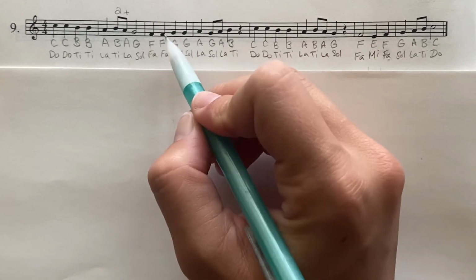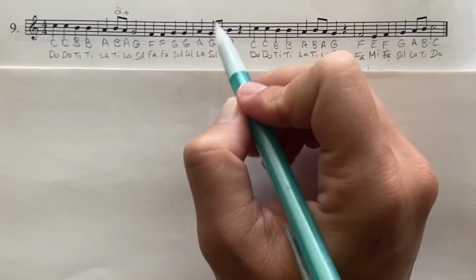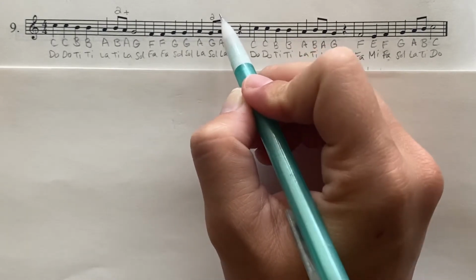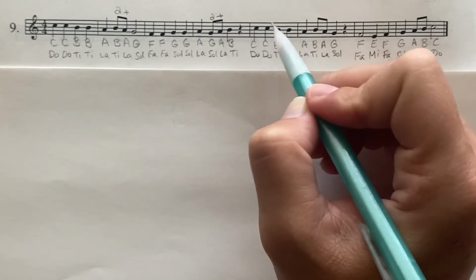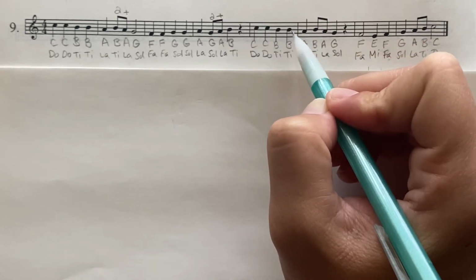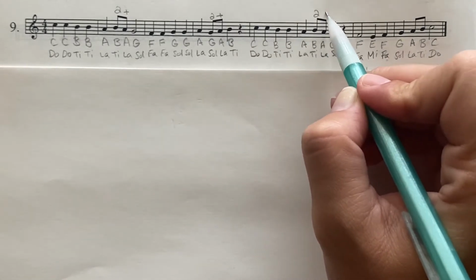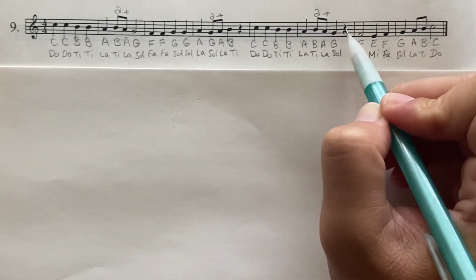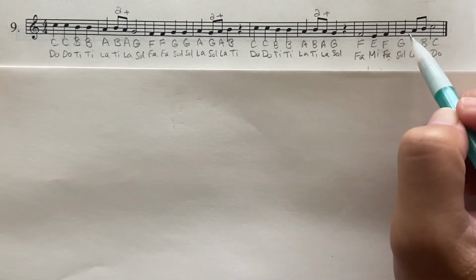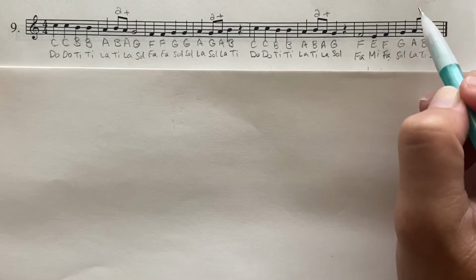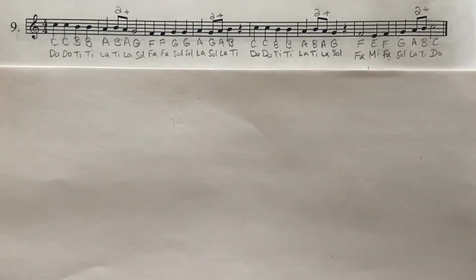All right, then we have 1, 2, 3, 4. We're solid there. We have 1 and 2 again. So 2 and, okay. And 3, and then we rest. Then 1, 2, 3, 4. We're good there. 1. Beat 2 again, 2, and 3, we rest, 1, 2, and we have 3, 4, good there, 1, beat 2 again, 2, and then 3, 4 for a half note.